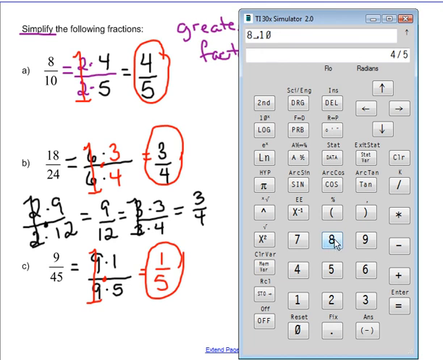So what we're going to do is enter the numerator, and then press the fraction key, which is right here, this A, B over C button. If I press that fraction key and then enter the denominator, and then I just want to press enter so the calculator will simplify for me. 4/5, that's exactly what we came up with doing it by hand.